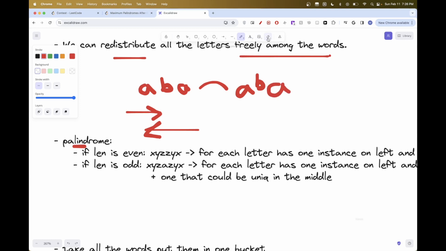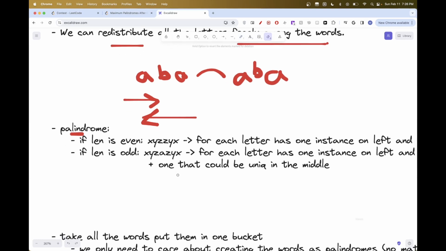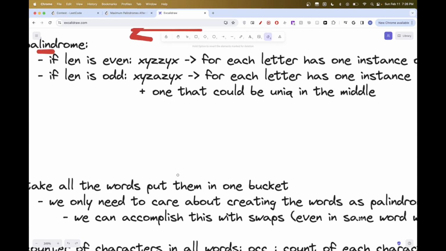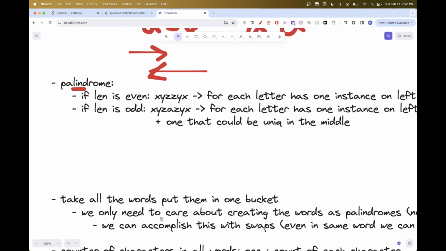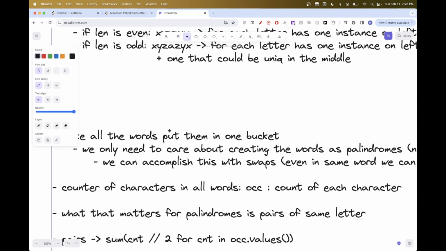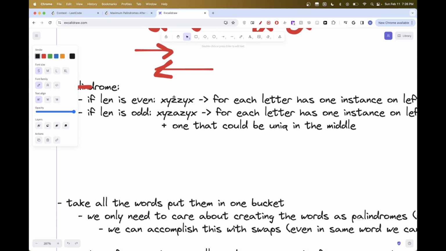Okay, so with this idea, let's think about what are the structures of a palindrome.